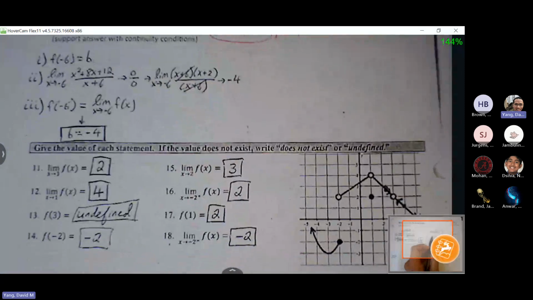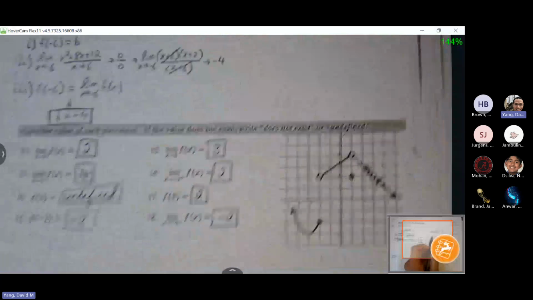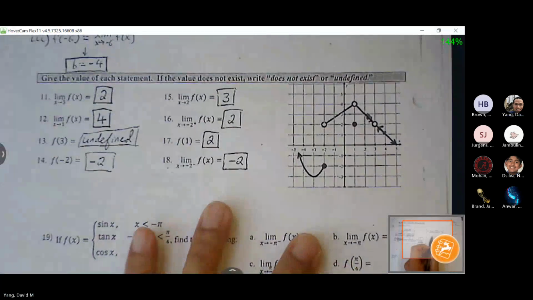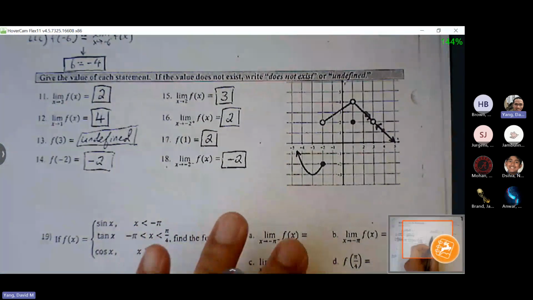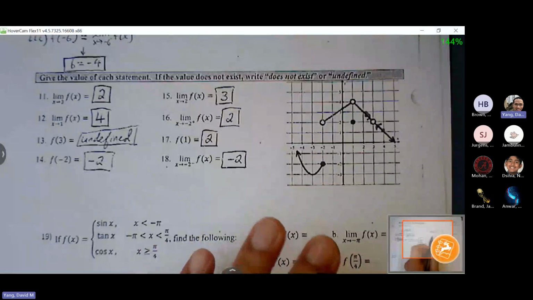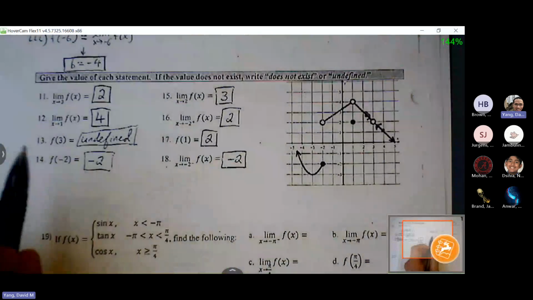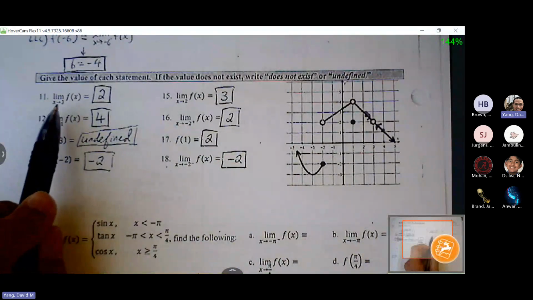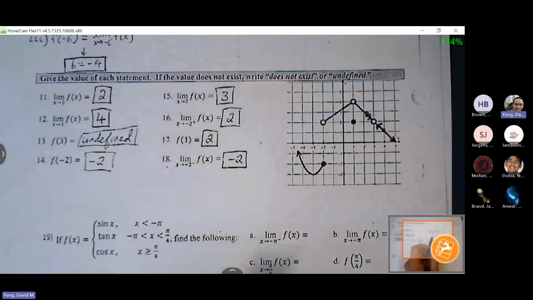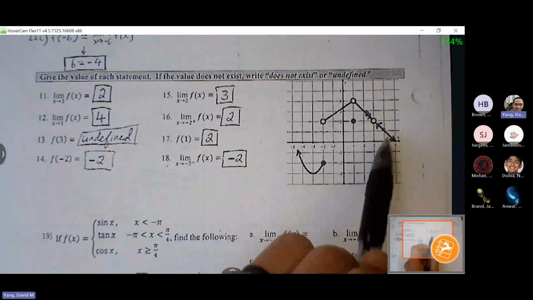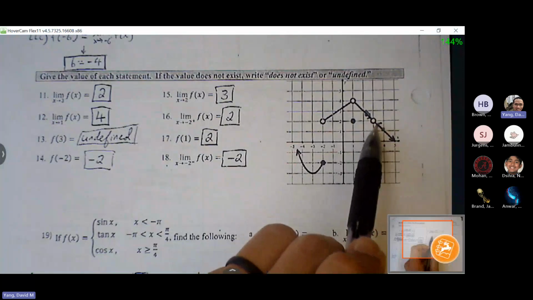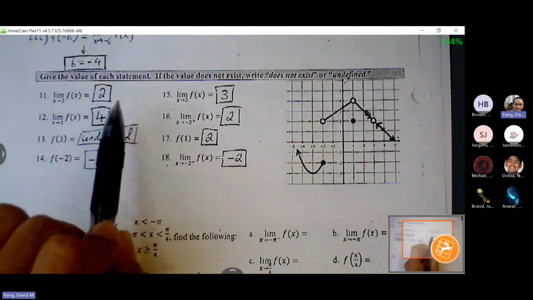Okay, 11 through 18, we're just reading the graph to find either the limit, a one-sided limit, or an ordered pair. So finding the limit as x approaches 3, we know that there has to be a consistent approach in order for our limit to exist. If we pick points on either side of 3 and head towards 3, we can tell that the arrows are headed towards the same y value. So therefore, the limit is equal to 2.